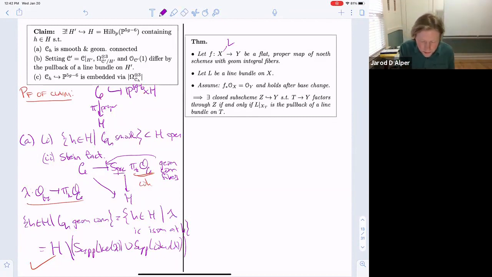And I did want to say, I won't use the following fact, but I think it's a nice reformulation of it.